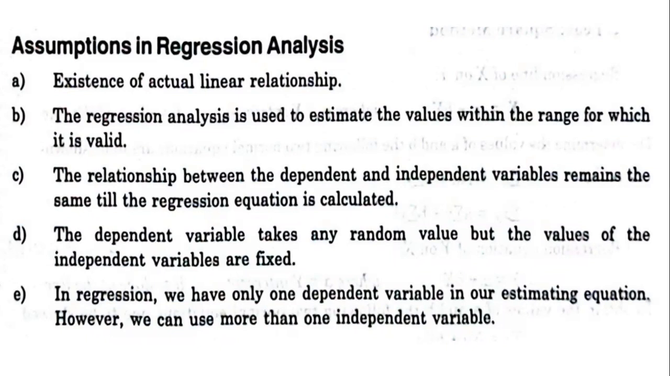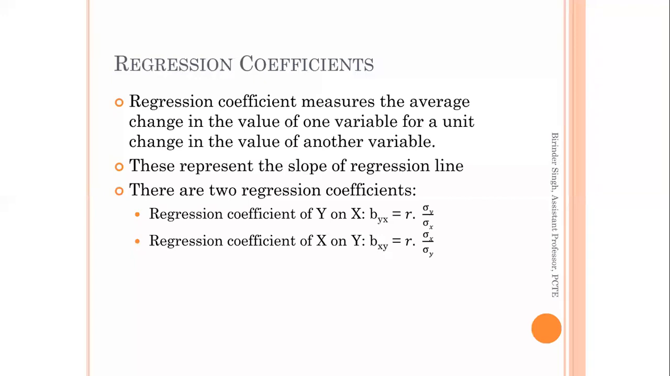And the last one is, in regression we have only one dependent variable, because always there is one independent variable and one dependent variable. So in regression, we have only one dependent variable in our estimating equation. However, we can use more than one independent variable. Suppose you are using multiple independent variables, but the dependent variable will be only one. So this is what we are assuming.